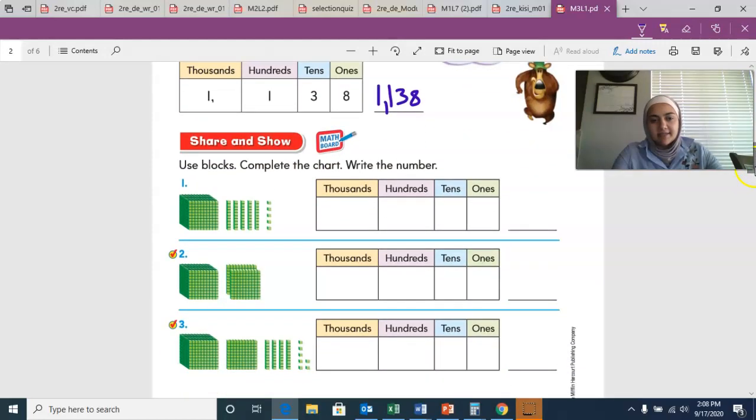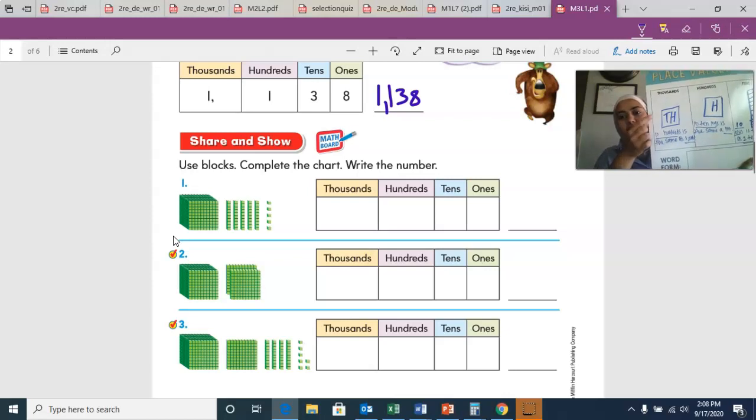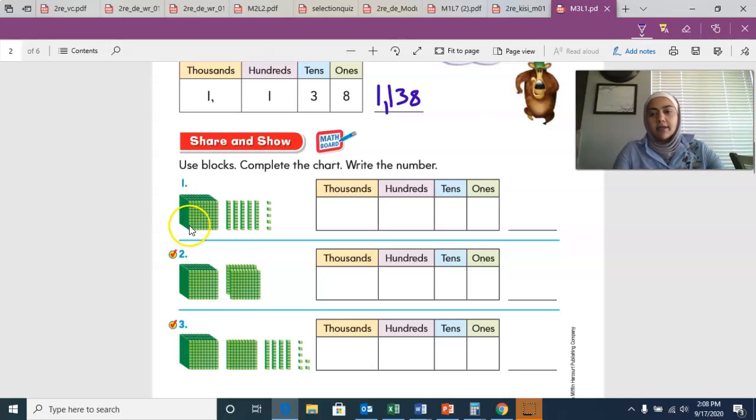Use blocks, complete the chart. So using these blocks, we're going to complete the chart. How many, this little cube is 1,000. I know in the picture, we wrote 1,000, but that's because when it says draw it quickly, that's how it's going to look. But they're not going to ask you to draw it like this. But since it's printed, they didn't draw this. They went ahead and showed you the cube form. So when you see a cube like this, you know that this is 1,000.